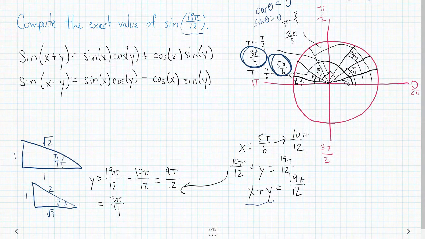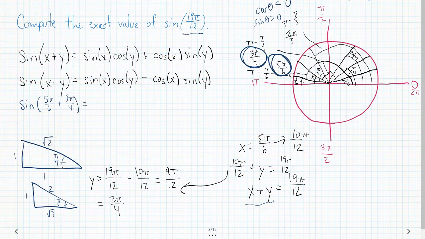So the one we'll use in this case, I chose addition. Did I have to choose addition? No, we could have chosen subtraction and done the same thing, but I find addition's pretty nice. So sine of 19 pi over 12, we just found that that is 5 pi over 6 plus 3 pi over 4.